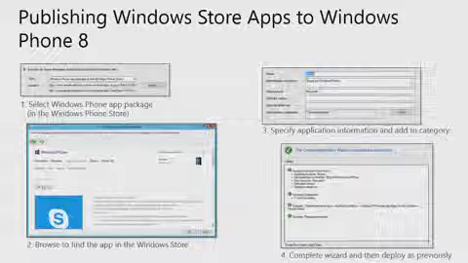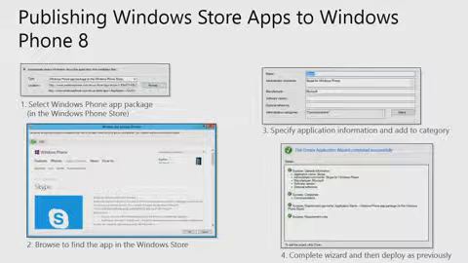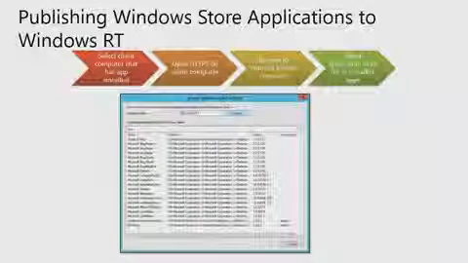Okay. How do we publish Windows Store apps to Windows Phone 8? We didn't really cover the deep linking before, but this would be roughly the flow that you'd go through: configuring that app package file, specifying the URL for it, and then going through the wizard.